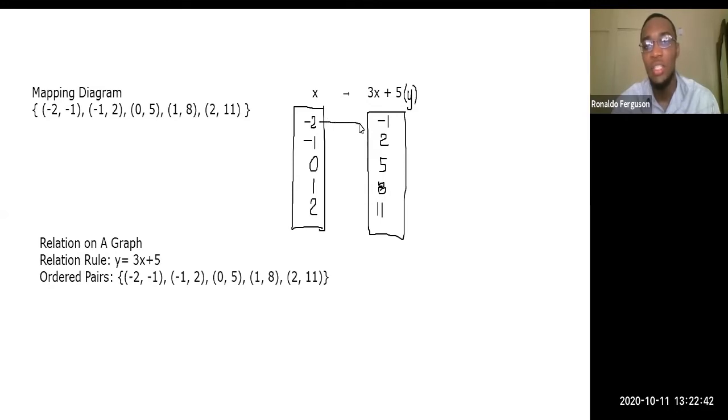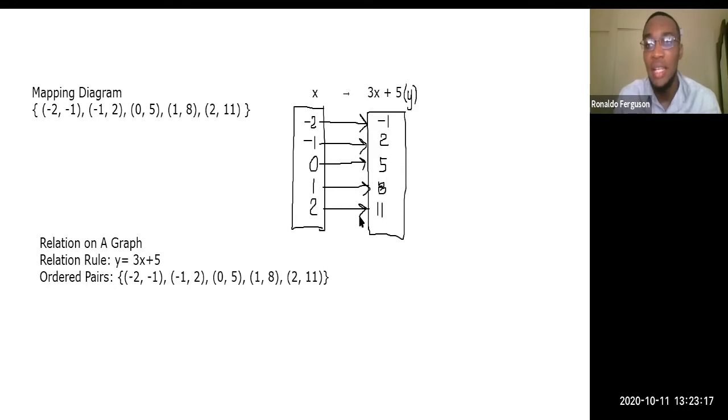And so now we just draw an arrow from our x to the y, and we call that our mapping diagram. 1 maps to 8, 2 maps to 11. So this is then known as our mapping diagram. All right, and so a relation, sometimes they'll give you as y equal to something, y written in terms of x because y is dependent on x, or they can give you the relation as a mapping diagram.